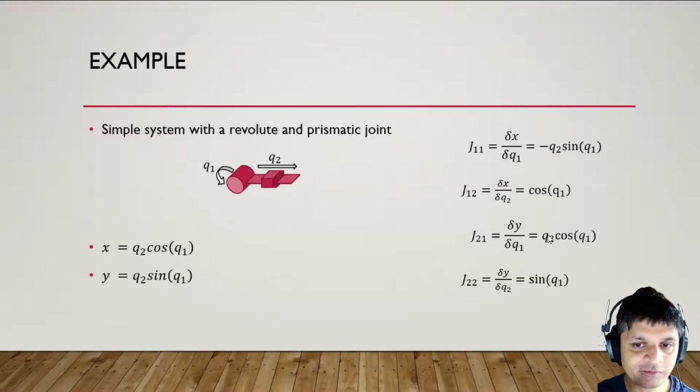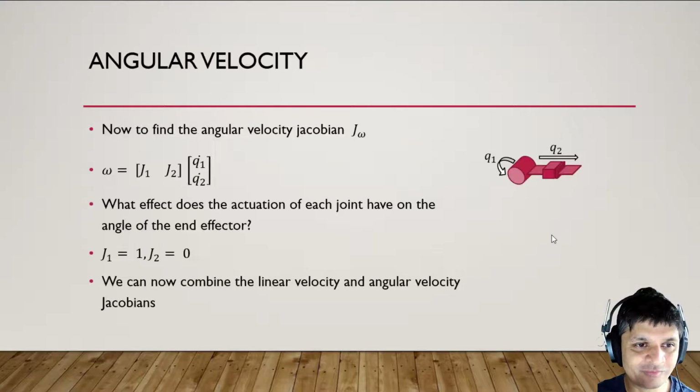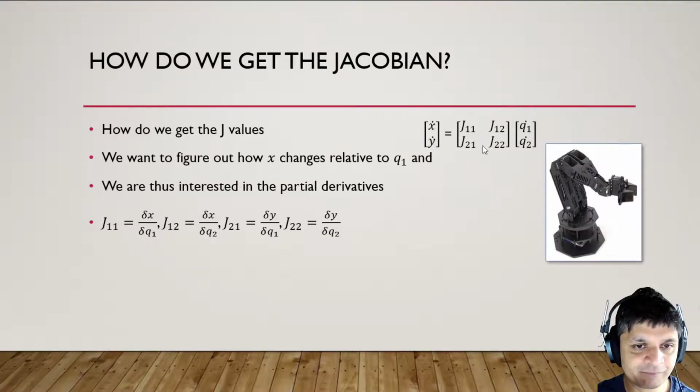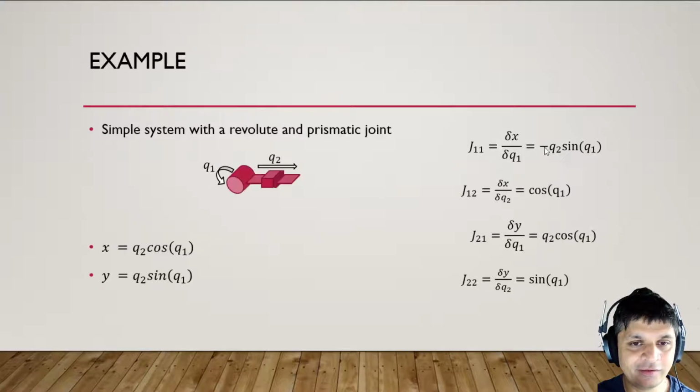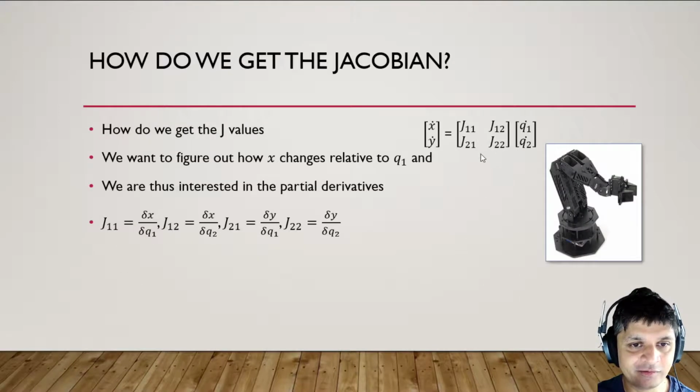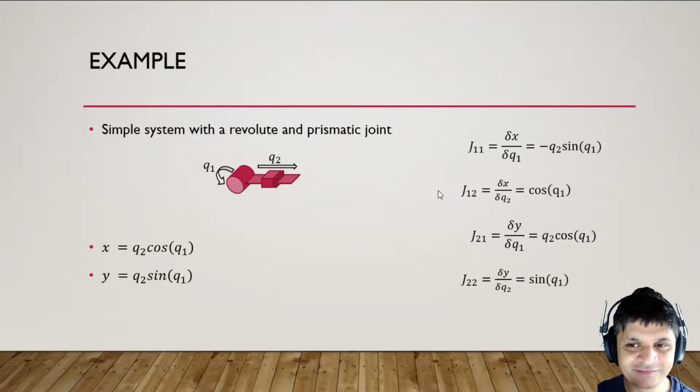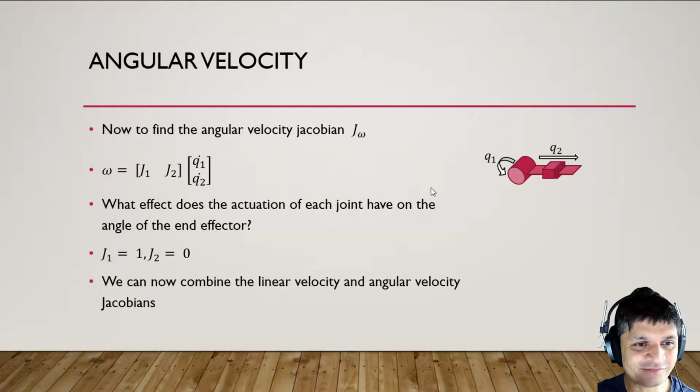Now remember, these were terms in the two-dimensional matrix, so we can shove them back in there. If we look at this structure, we basically fill in the values from here in the Jacobian. Okay, so that solves our linear velocity Jacobian. Now the angular velocity Jacobian is an interesting one. With the angular velocity Jacobian, we're trying to figure out how much the end effector is rotating, right?